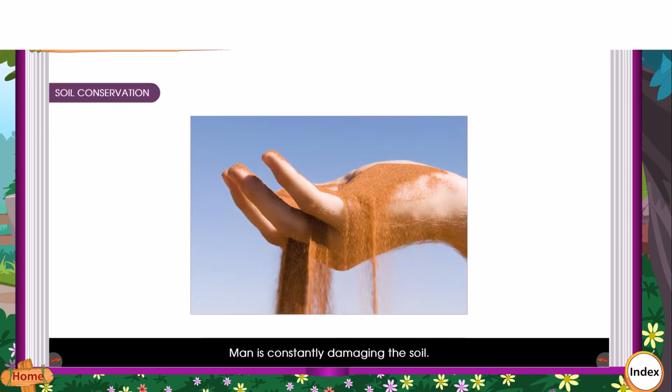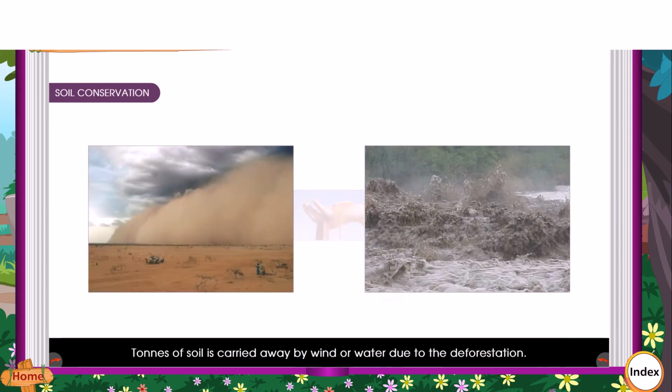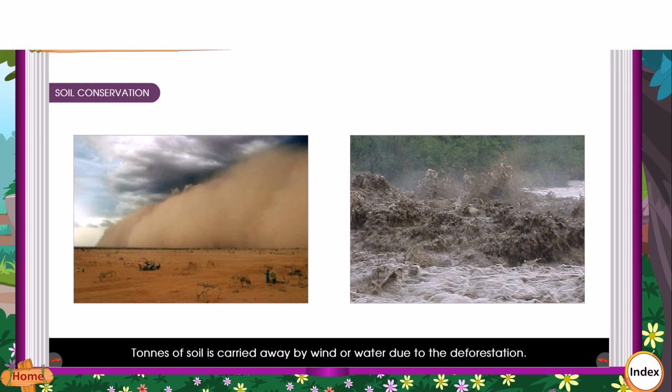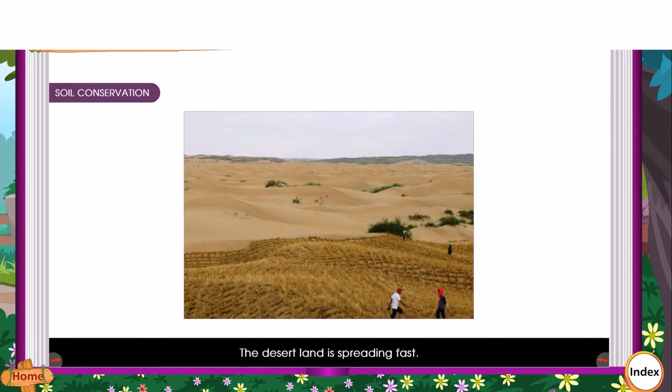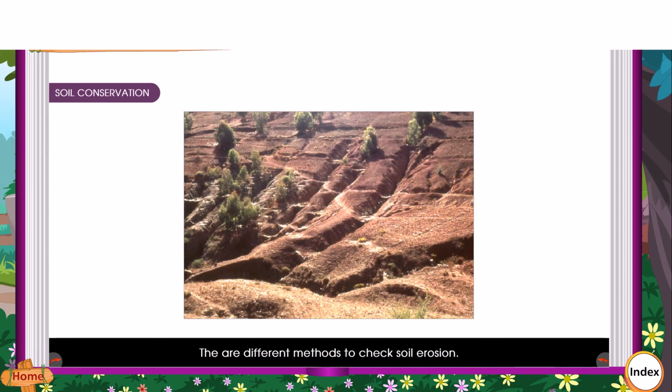Soil conservation. Man is constantly damaging the soil. Tons of soil is carried away by wind or water due to deforestation. The desert land is spreading fast. The protection of the soil to check soil erosion is called soil conservation. There are different methods to check soil erosion.